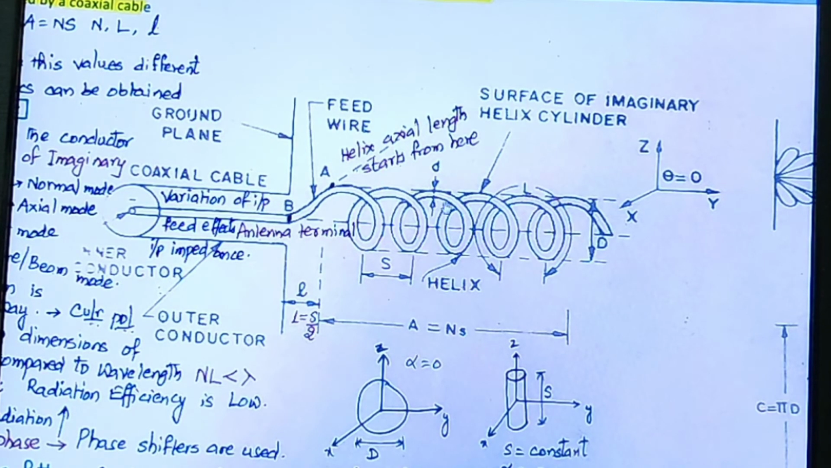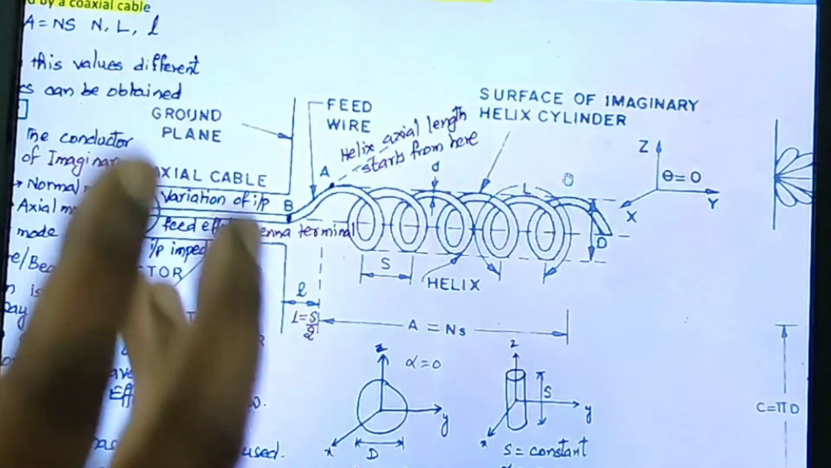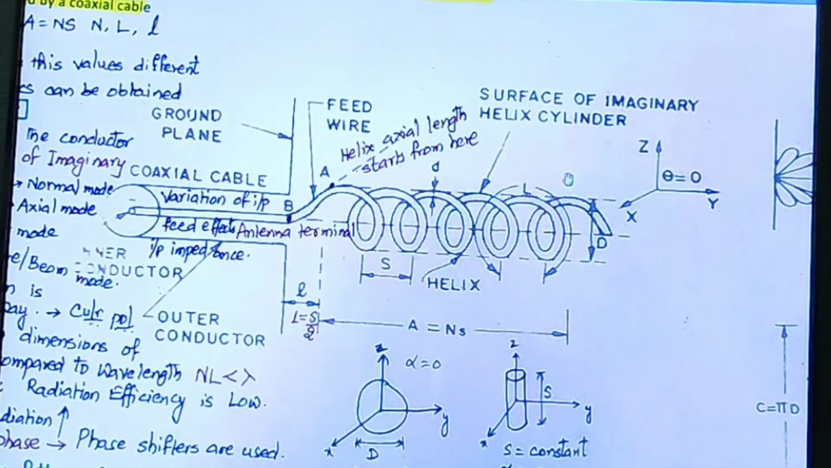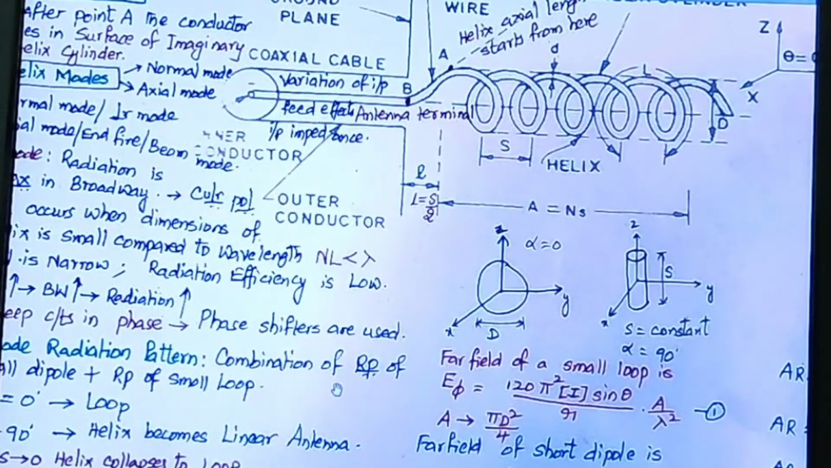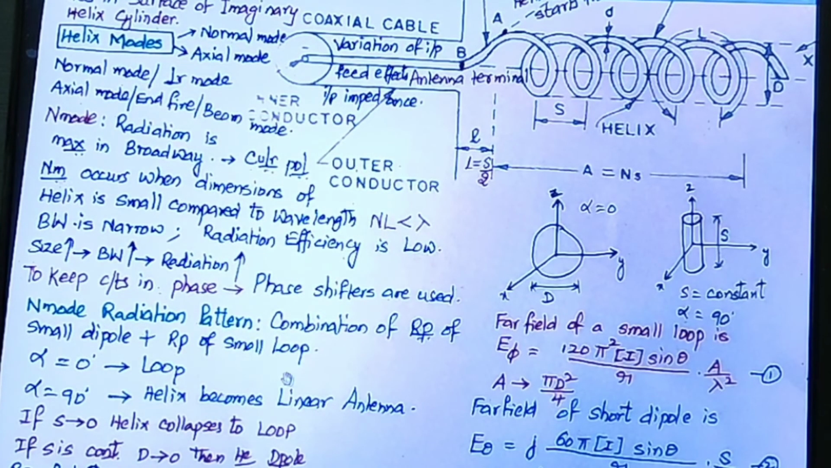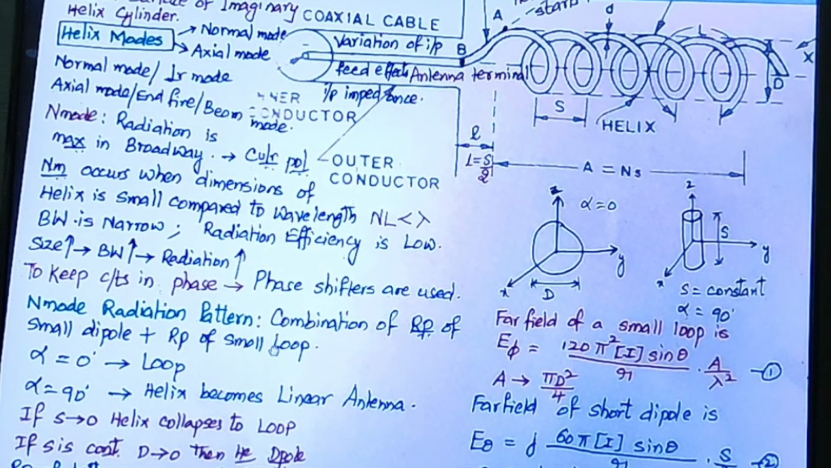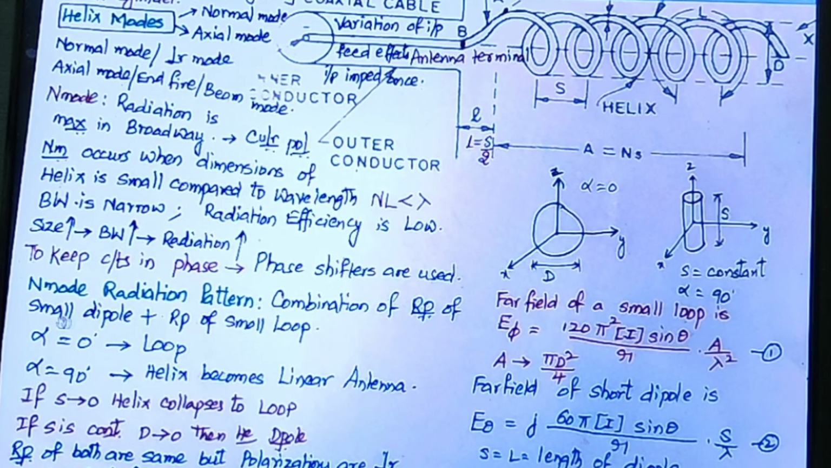So loop antenna radiation pattern plus dipole antenna radiation pattern, plus loop antenna radiation pattern, plus dipole antenna radiation pattern, plus loop antenna radiation pattern. Likewise, it is a series of combinations of loop antenna plus dipole antenna. Likewise, the radiation pattern on the whole of a helical antenna is the combination of the radiation pattern of a small dipole antenna plus the radiation pattern of a small loop antenna. This is what we have to understand in the normal mode of radiation pattern.